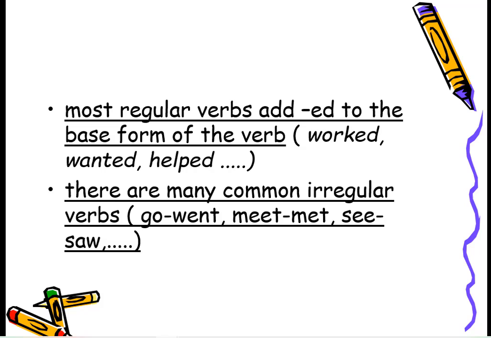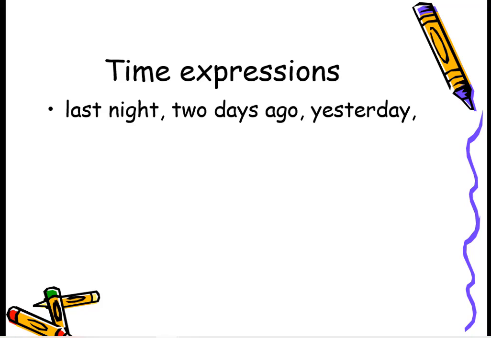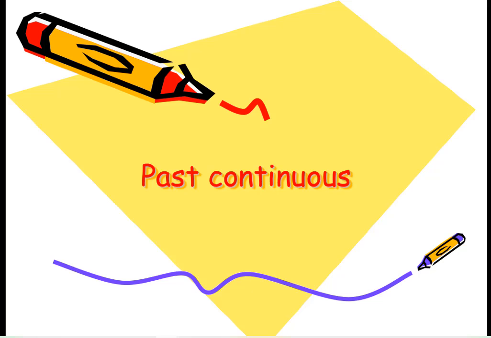Most regular verbs add ed to the base form of the verb. Worked, wanted, helped. There are many common irregular verbs. Go, went, meet, met, see, saw, and so on. The time expressions used with the past simple are like last night, 2 days ago, yesterday, and so on.